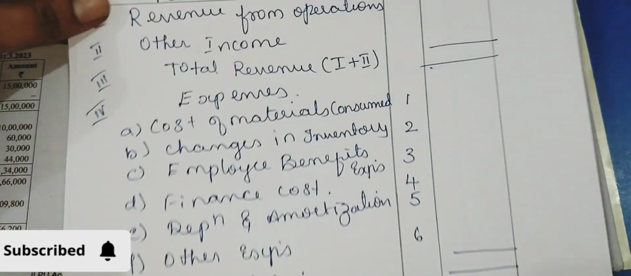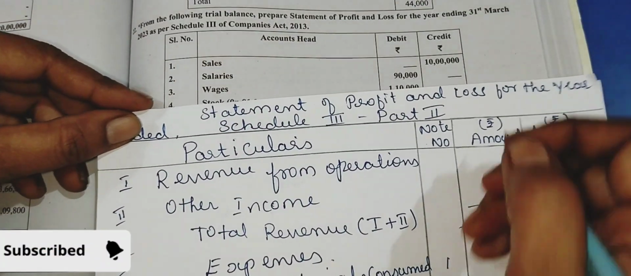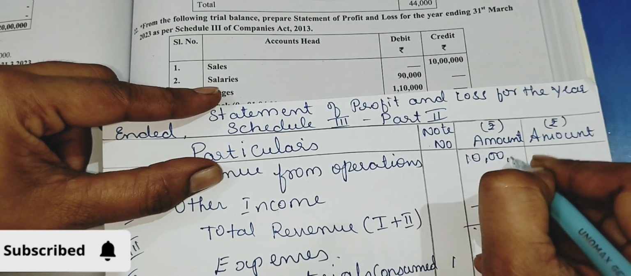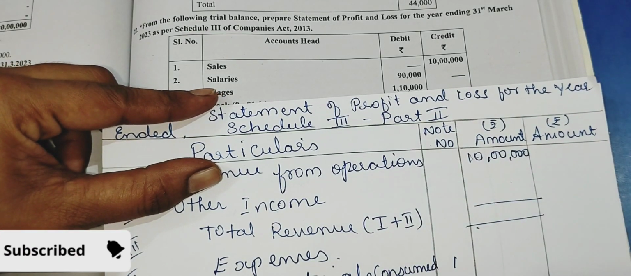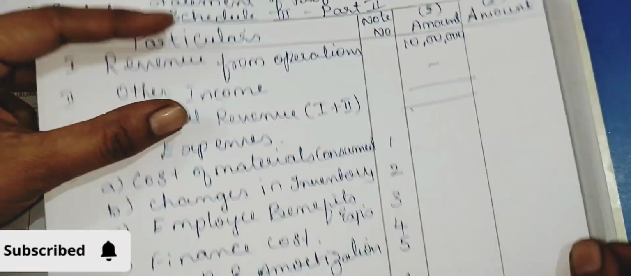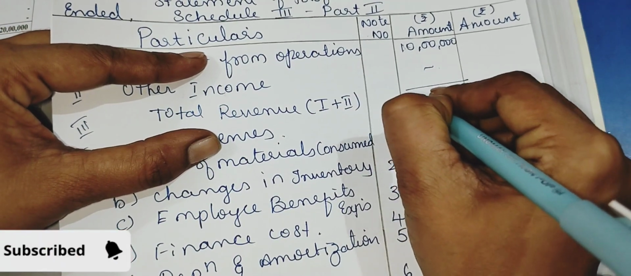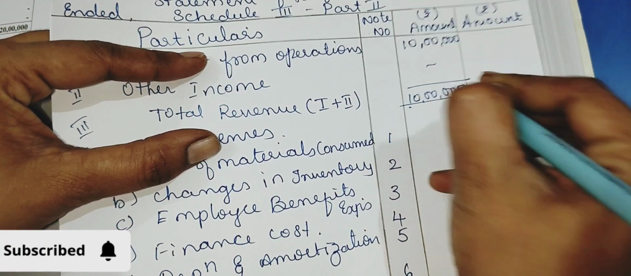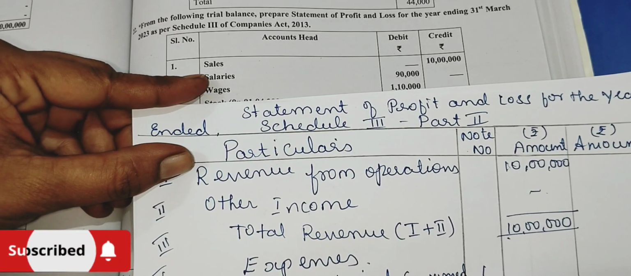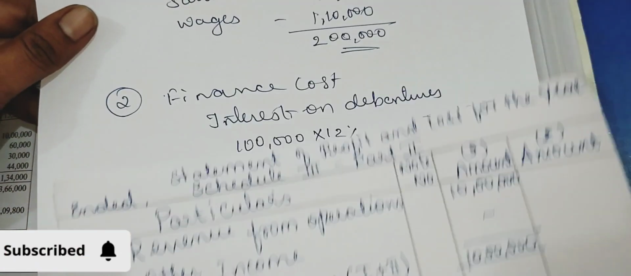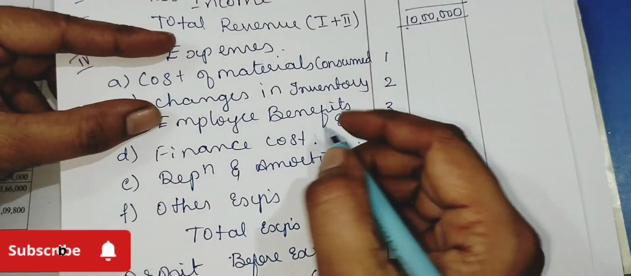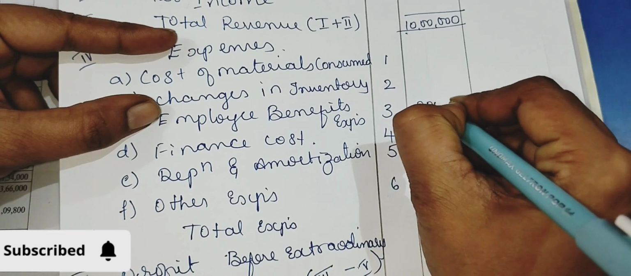Okay, now let us write. What is the revenue from operations? That is net sale, 10 lakh. Any other income? No, it is nil. So total income is 10 lakh only. Next, salary and wages, that will come under employee benefits. We have recorded it in the notes on account. It is 2 lakh.